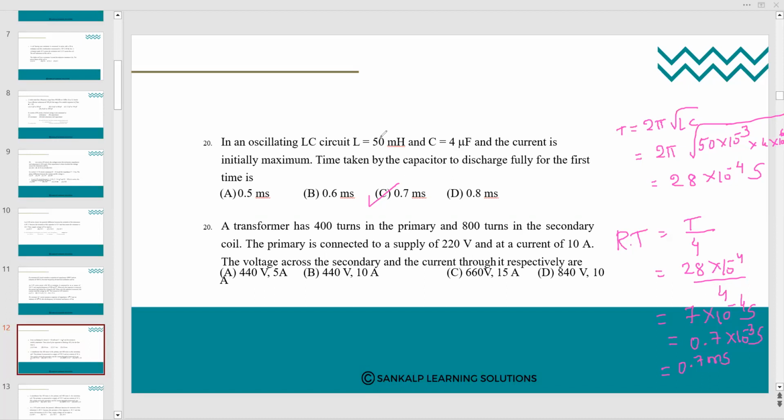A transformer has 400 turns in the primary coil and 800 turns in the secondary coil. The primary is connected to the supply of 220 volt, and the current is 10 ampere. Then the voltage and the current in the secondary are? Okay, so this is based on the transformer concept.